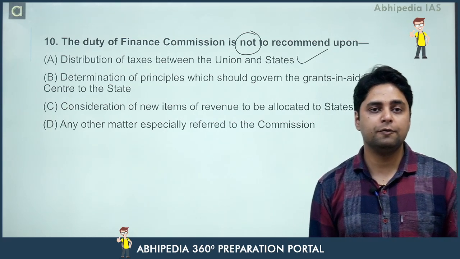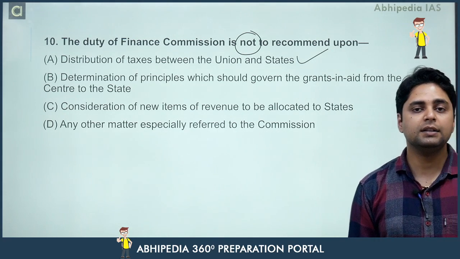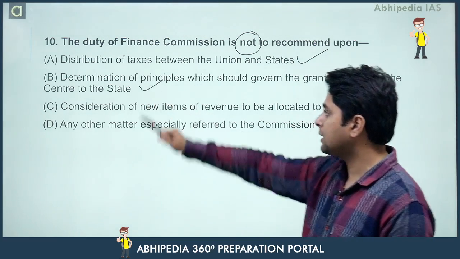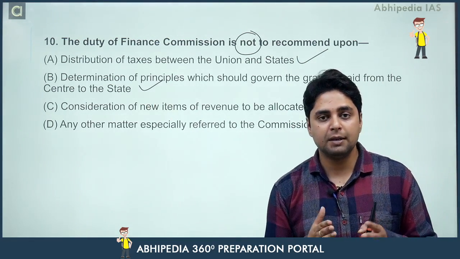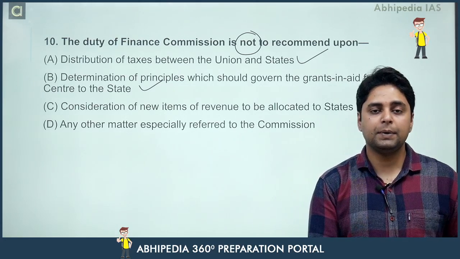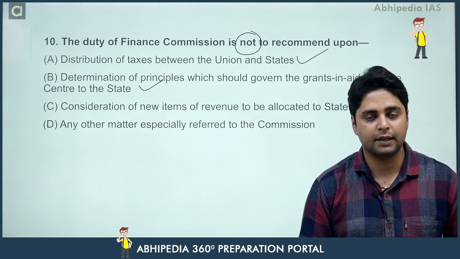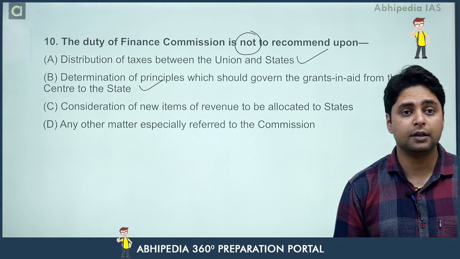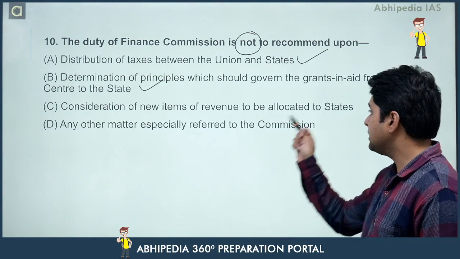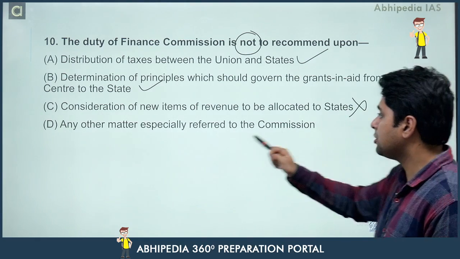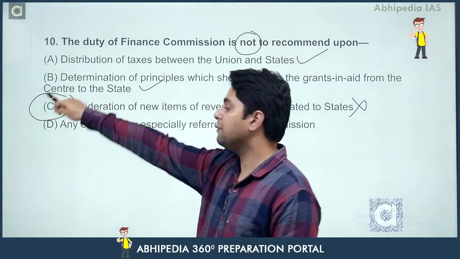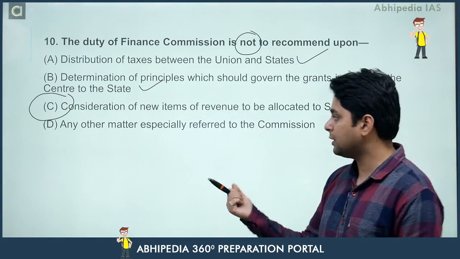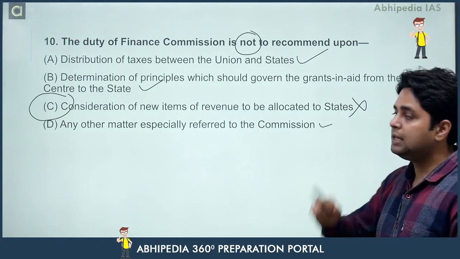Second, determination of principles which should govern the grants-in-aid from the Centre to the states. ये भी फाइनेंस कमीशन रिकमेंड करता है कि वो प्रिंसिपल्स क्या होंगे जिनके बेस पे सेंटर अपने टैक्सेस का कुछ शेयर स्टेट्स को डिवॉल्व करेगा. C, consideration of new items of revenue to be allocated to the states. This is not in the purview of the Finance Commission. वो नई आइटम्स को परव्यू में नहीं ले के आ सकता. Fourth, any other matter specifically referred to the commission. Yes. So C is your correct answer.